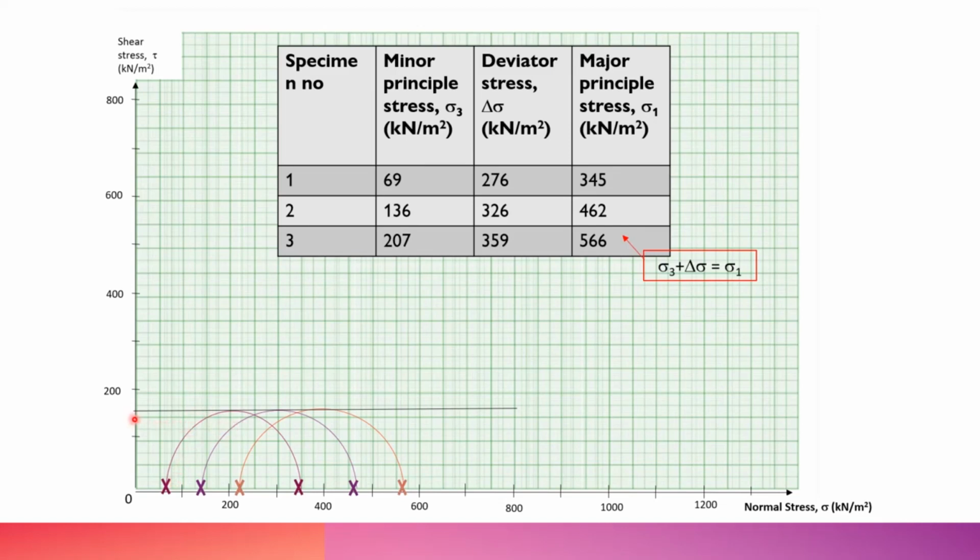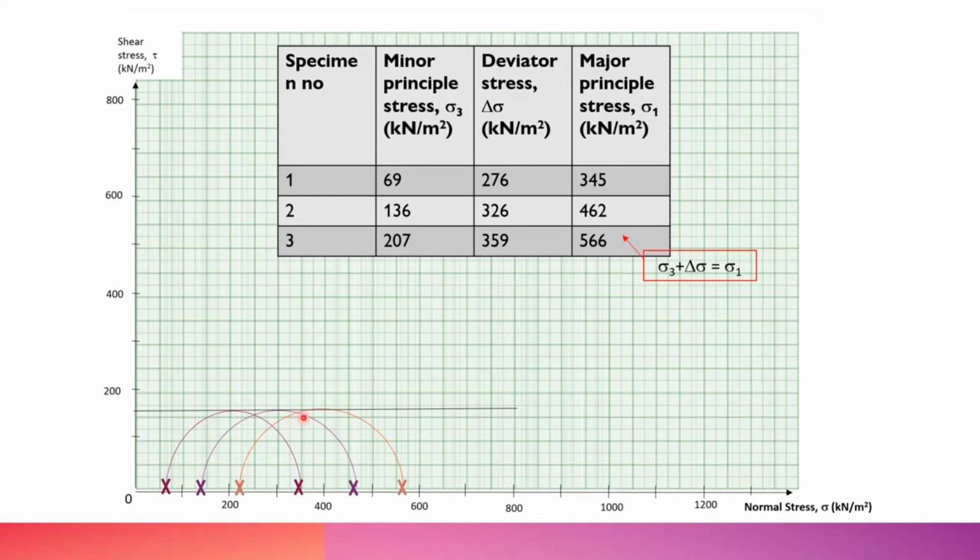They will provide the failure line that is parallel to the x-axis. Note that the y-axis is the shear stress and the x-axis is the normal stress, and note here also that the scale for both axes is the same.